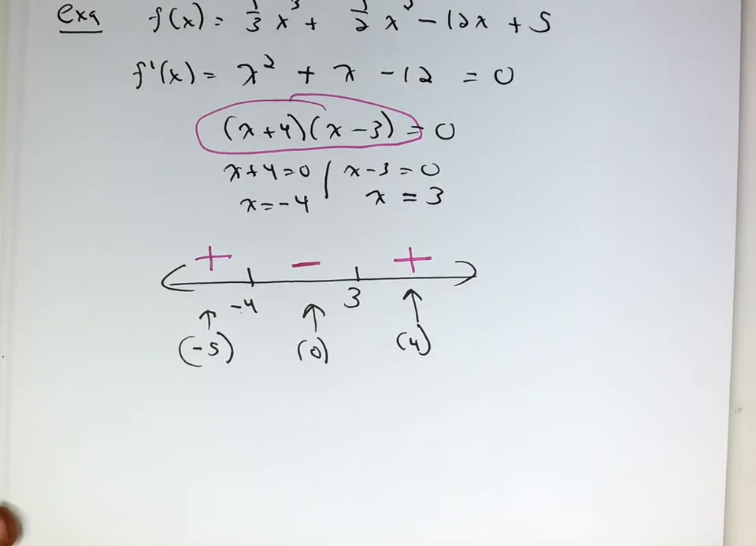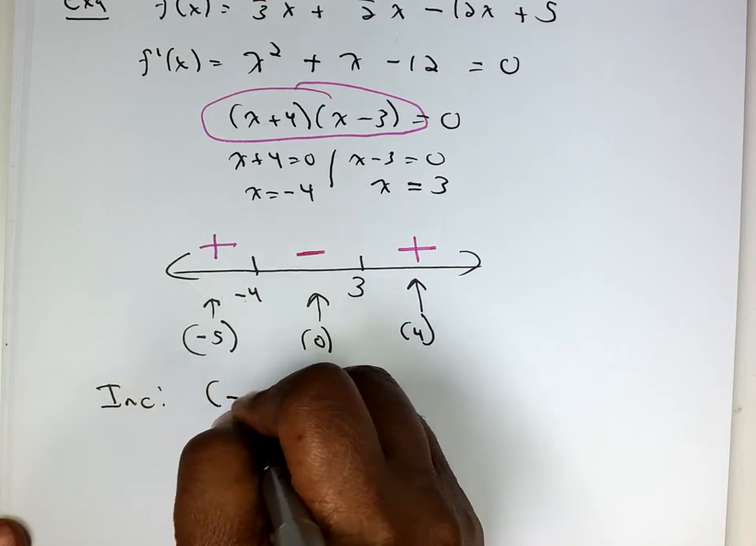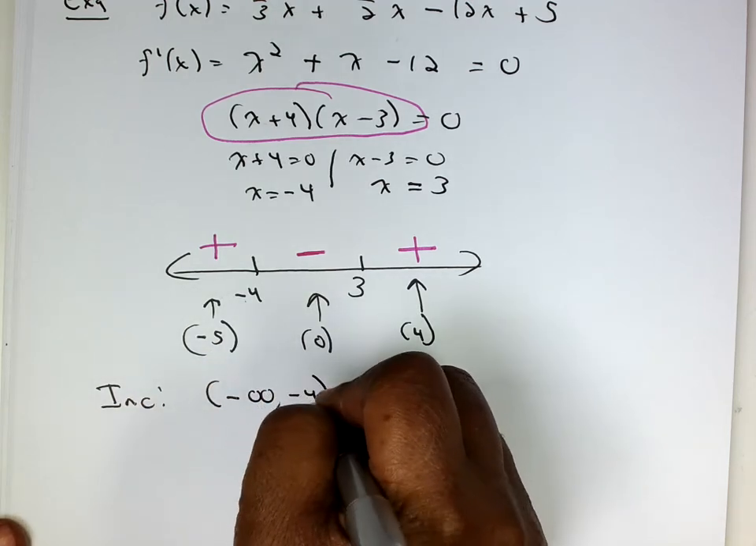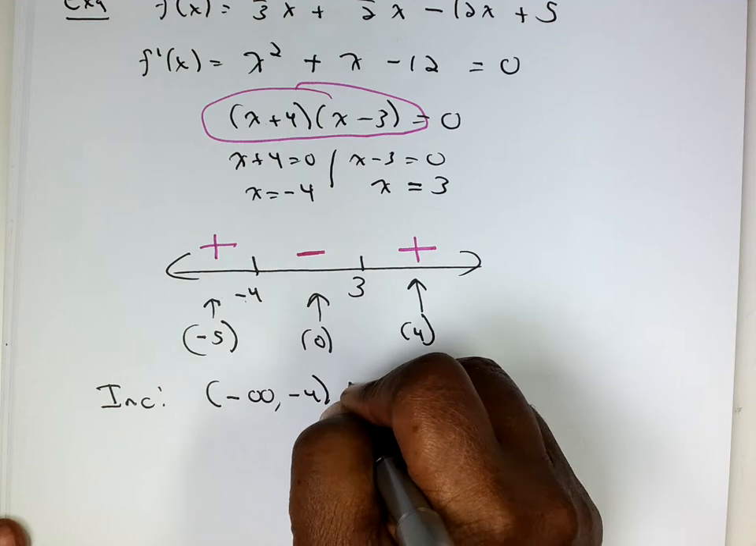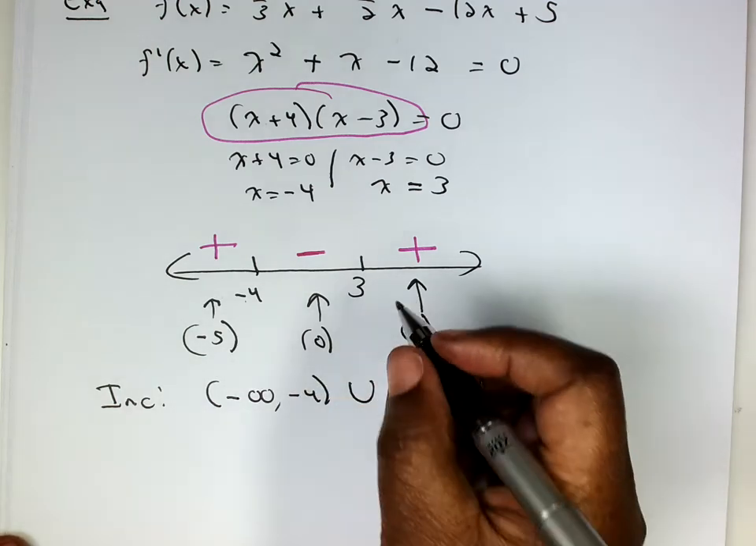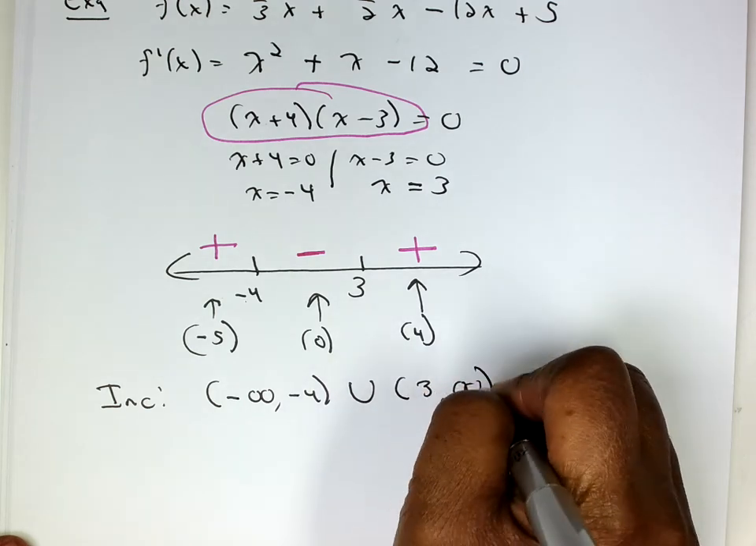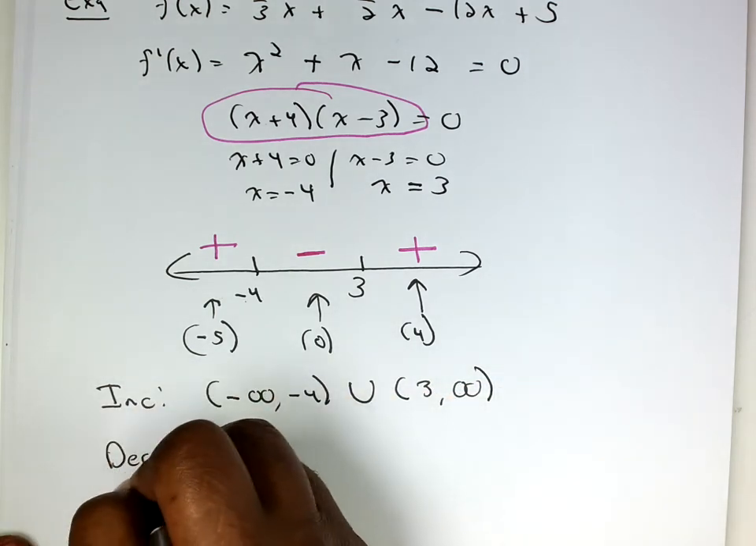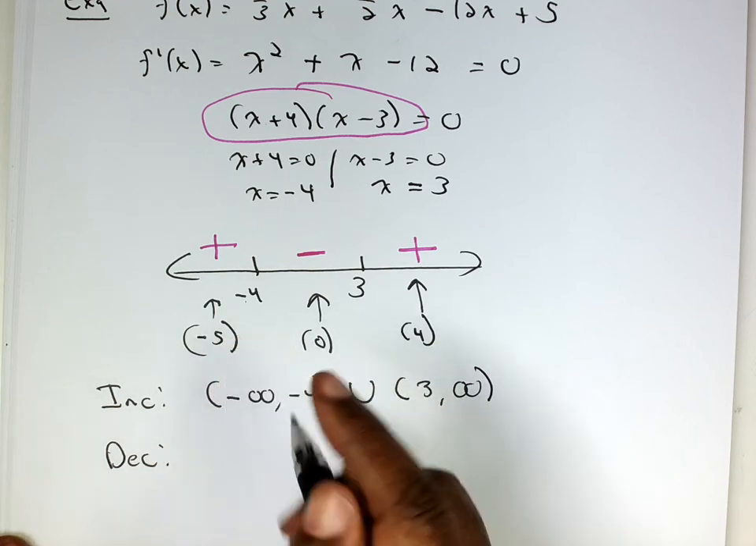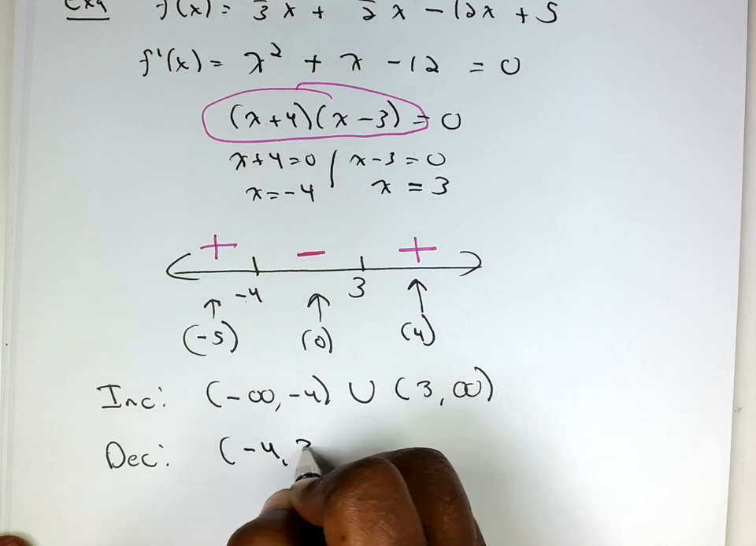So that tells me that my function is increasing on the interval from -∞ to -4, and then again, and that is just union. That's just the way to put them together. So again, from 3 to infinity. And my function is decreasing on the interval from -4 to 3.